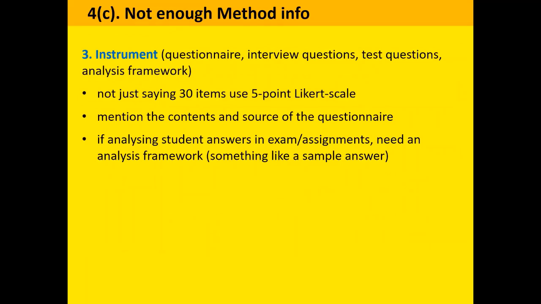The third part of the weakness in writing the method section is to do with the instrument. Authors usually have no problem saying they got 30 items using a 5-point Likert scale. But then they don't say what the 30 items are about. There should be mention of what the items are about. You don't have to mention that section A is about what, section B is about what.